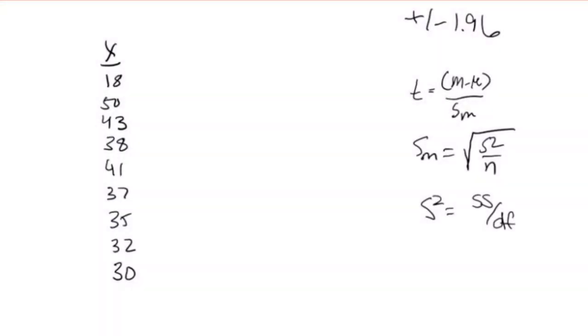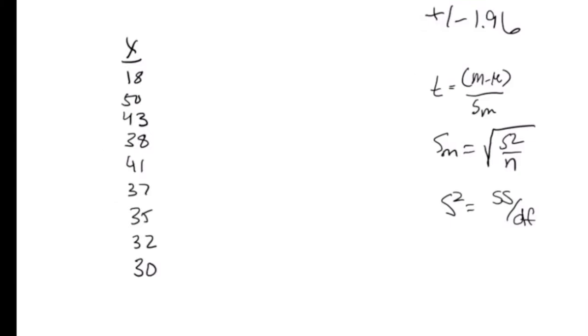I've put all the calculations that we need to figure out this t-statistic on the right-hand side. So our t is going to be our mean minus the population mean divided by the standard error. Our standard error is found by taking the square root of the variance divided by n. And in order to find our variance, we need the sums of squares divided by the degrees of freedom, or n minus 1.